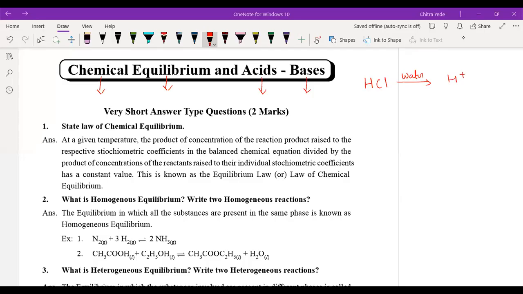Okay, suppose we have acid. I am taking hydrochloric acid here. When hydrochloric acid dissolves in water, it will undergo dissociation to form H positive ion and Cl negative ion. Okay?